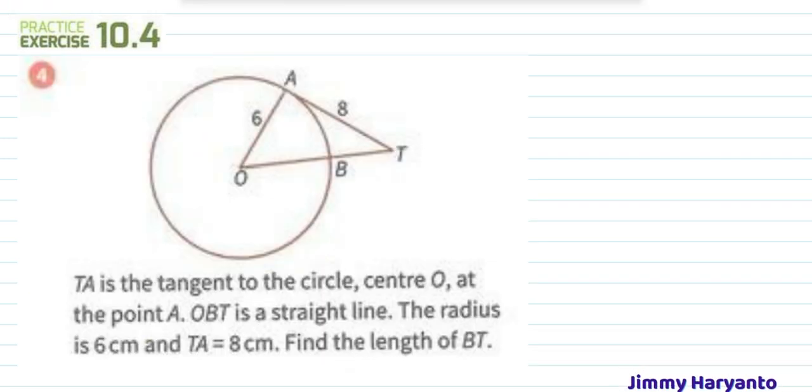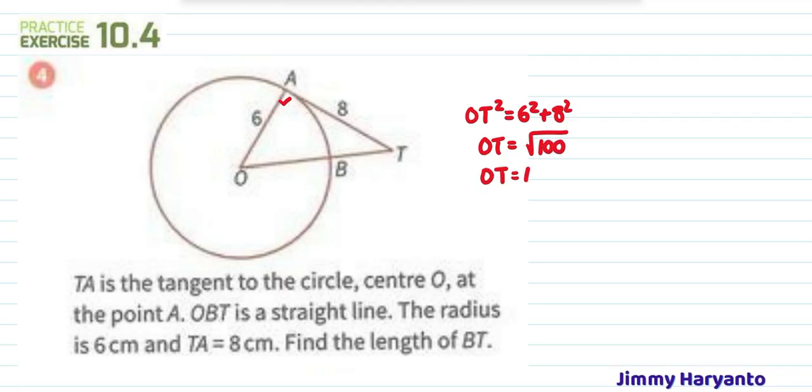Next is question 4. For question 4, this is the tangent and this is the radius. That means this one is 90 degree perpendicular, and if that one is 90 degree, we can use Pythagoras theorem to find OT. So OT squared equals 6 squared plus 8 squared, and you have OT equals the square root of 100, so OT equals 10. So this one is 10, and this one is the radius, which is 6. That means BT equals 10 minus 6 equals 4. So the length of BT equals 4.